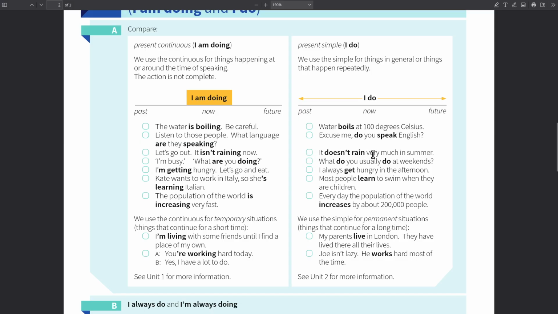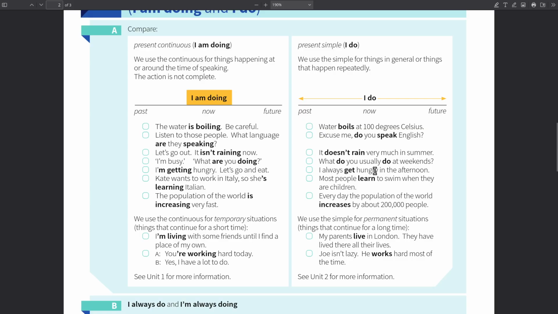It doesn't rain very much in summer. Okay, so this sentence is a fact that happens in general, right? We cannot say it doesn't rain in summer, because we don't have control over the weather. So that's why we say it doesn't rain very much in summer. We are talking about things that happen in general, but not all the time.